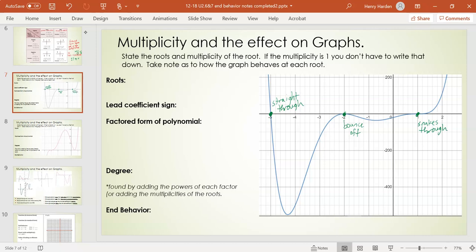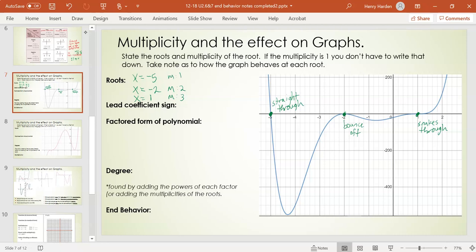So when I go through these roots, I'm going to put their multiplicities with them. Here, this root is -5, that's the first one. But the multiplicity for that is 1. And if you don't see a multiplicity written, then it means it's a 1. The next one is -2, but because that bounces off, you have a multiplicity of 2. And then the last one is 1, but because it snakes through, the multiplicity is 3. Now, if you don't see a multiplicity written next to a root, then it's a 1.